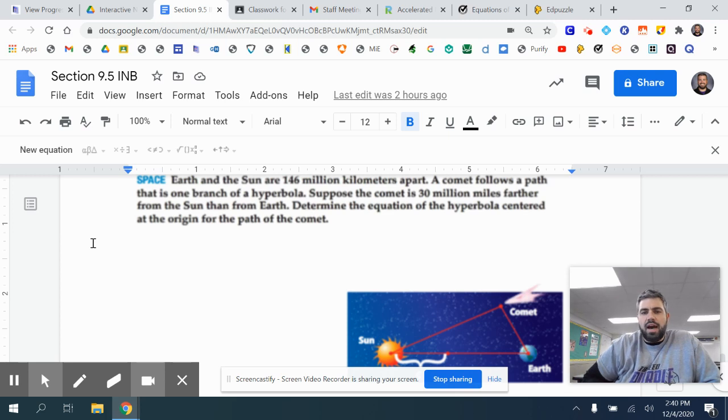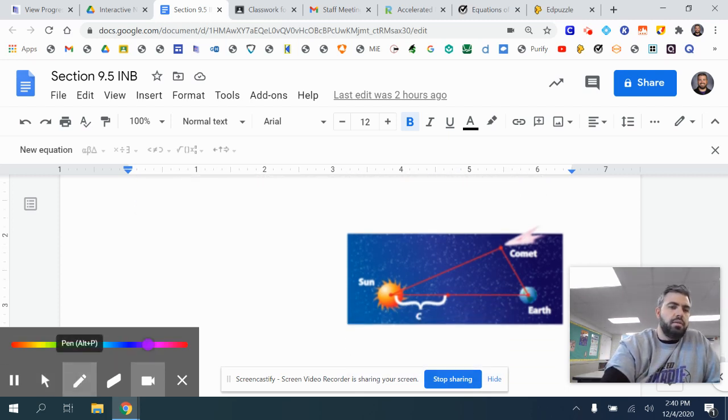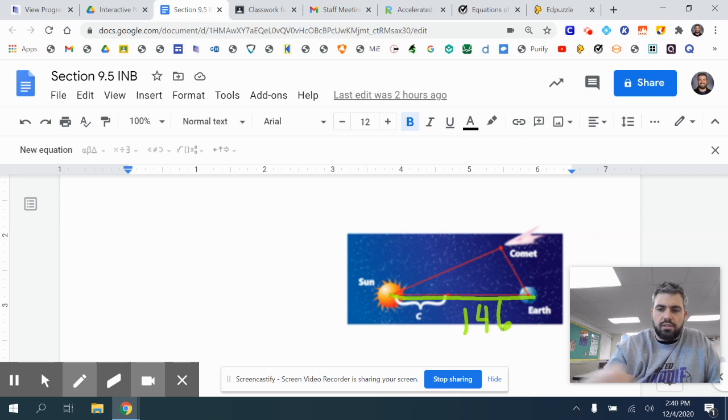So it says, suppose the comet is 30 million miles farther from the Earth than it is from the Sun. Determine the equation of the hyperbola centered at the origin for the path of the comet. Okay, so they tell us the Earth and the Sun is 146 million miles apart. So this length right here is 146, right? And we can actually figure out what c is from that number.